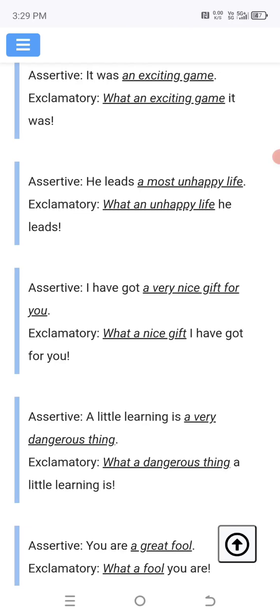He leads a most unhappy life. We should remove the word most from this sentence, because according to our rule some of the words we remove, and here the word most also we should remove from that sentence. And due to using the article a, we should begin our exclamatory sentence with the word what. And here the adjective unhappy, once again, begins with the vowel u. That's why after the what we should write the article an. So, what an unhappy life he leads.